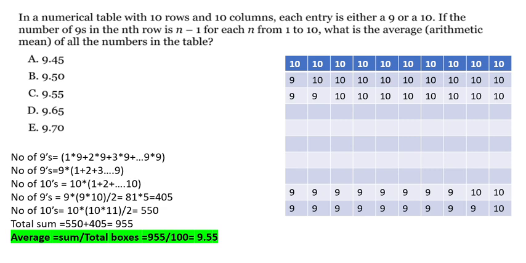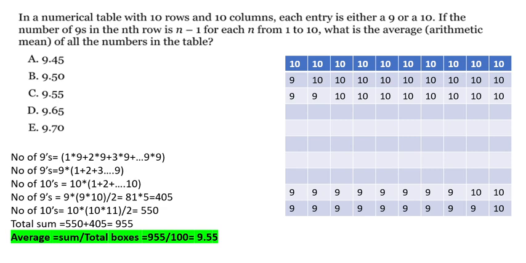So here we have 1 plus 2 plus 3 up to 9. The sum of that sequence would be 9 into 9 plus 1 by 2, which is 9 into 10 by 2. So the number of nines will be equal to 9 into the sum of the progression, which is 9 into 10 by 2. So you get 405. Similarly, the number of tens will be 10 into the sum of the progression, which is n into n plus 1 by 2, or in this case 10 into 10 plus 1 by 2, or 10 into 11 by 2. So here you get 550 as the answer.